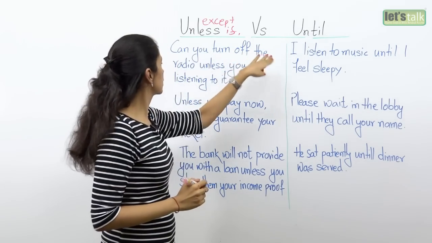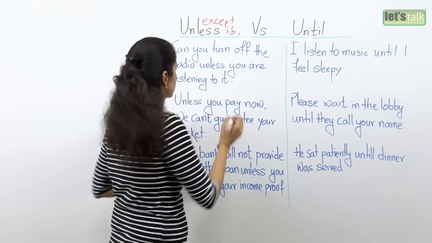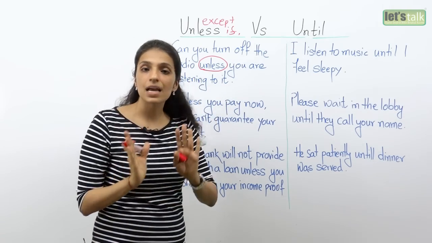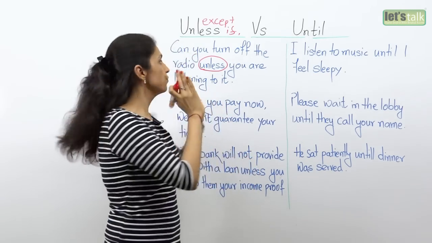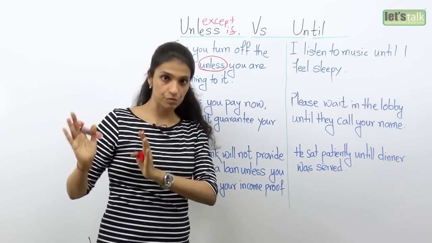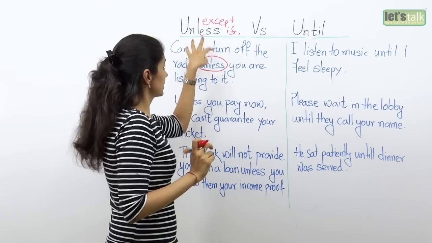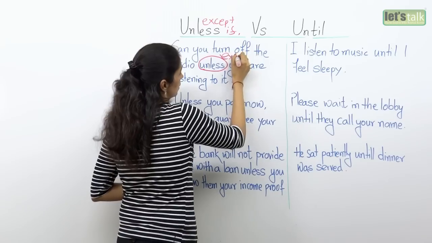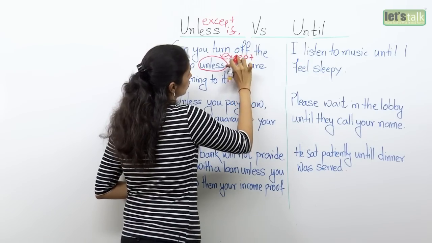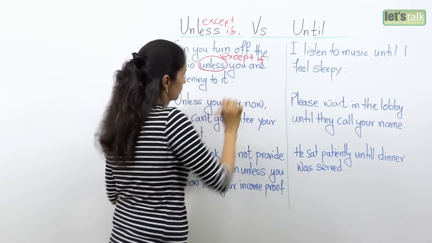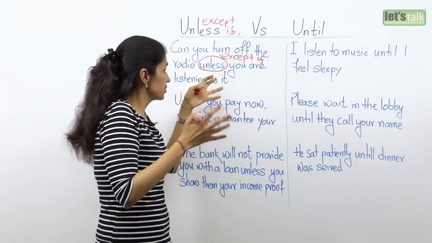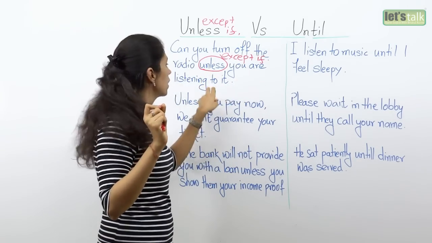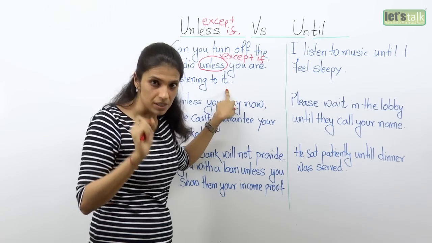Can you turn off the radio unless you are listening to it? Now I use unless here because it means except if you are listening. That means if you are not listening, then turn it off. But except if you are listening, it's all right, let it go on. So here it means except if. It's a precondition. So except if you're listening to it, it's okay, it can go on. So except if, unless you are listening to it. Alright, so it's a precondition.